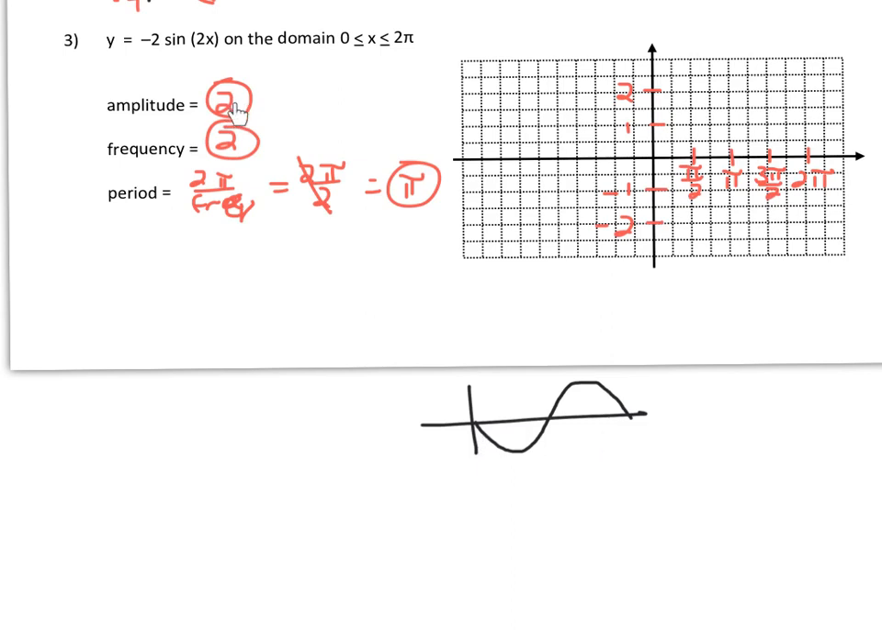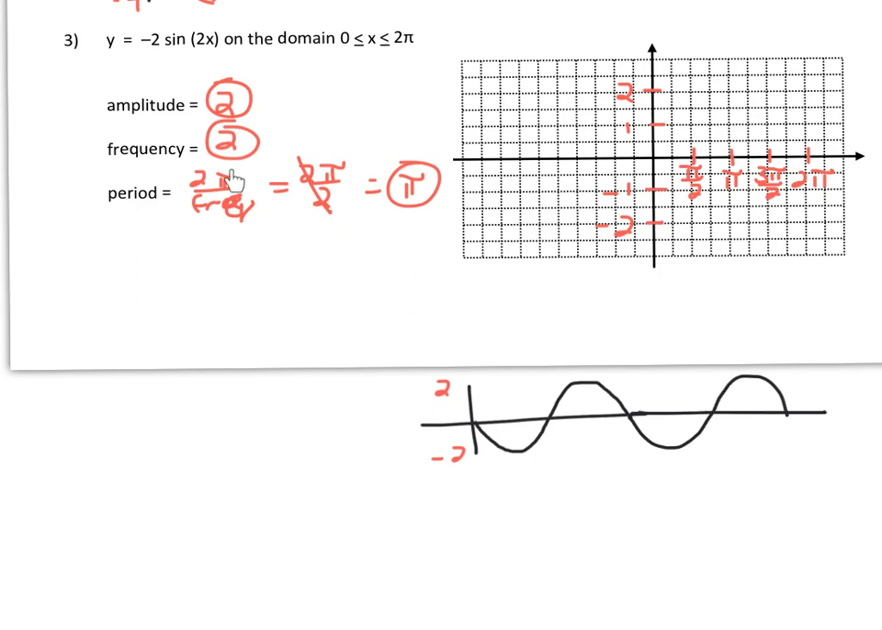Now, we said the amplitude is 2, so we know we're going to go up to a maximum of 2 and a minimum of -2. And if the frequency is 2, what that means is we're fitting 2 complete curves between 0 and 2 pi. So this is only one sine curve. What we're going to be doing is fitting a whole other sine curve. Let me make this longer. So there we go, okay? We have one sine curve and another sine curve.